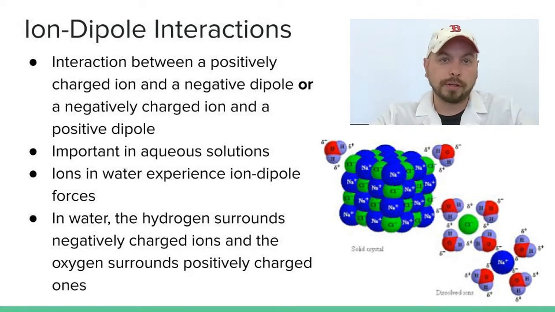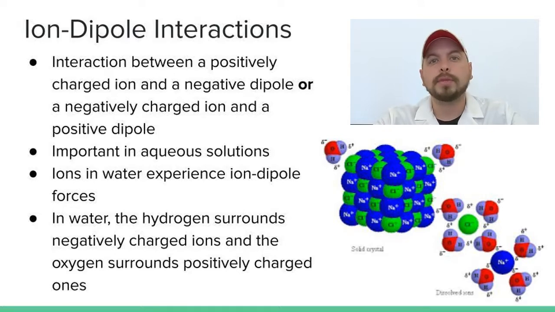Water is a polar molecule. So any ionic compound that dissolves in water is going to experience ion-dipole interactions with water molecules. Be aware, in water, the oxygen is partially negatively charged at least, and the hydrogen is partially positively charged. So when we're looking at dissolving any ionic compound in solution, the oxygen atoms are going to surround the positive ion, the cation, whereas the hydrogen atoms are going to surround the anion, the negative ion.